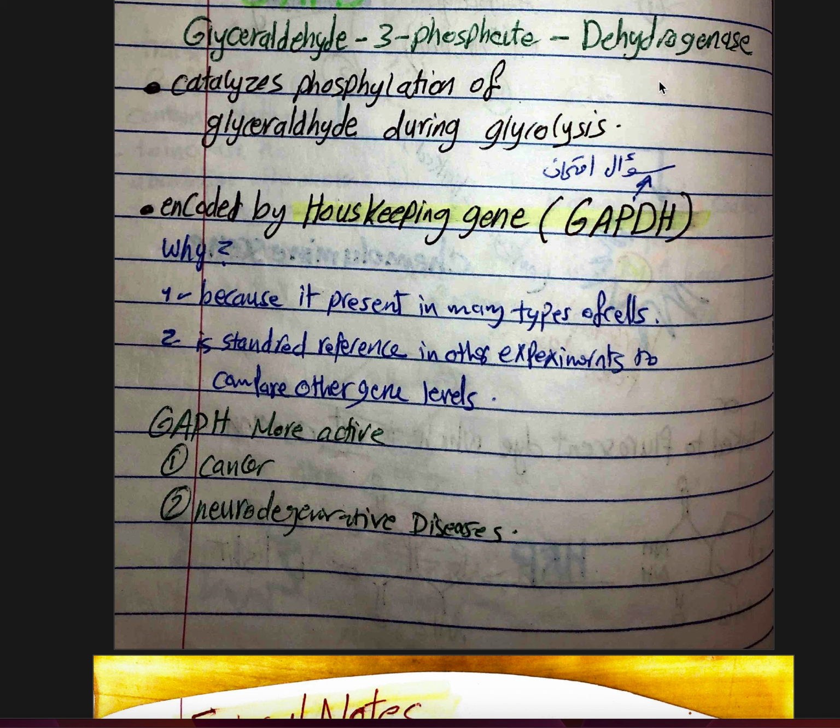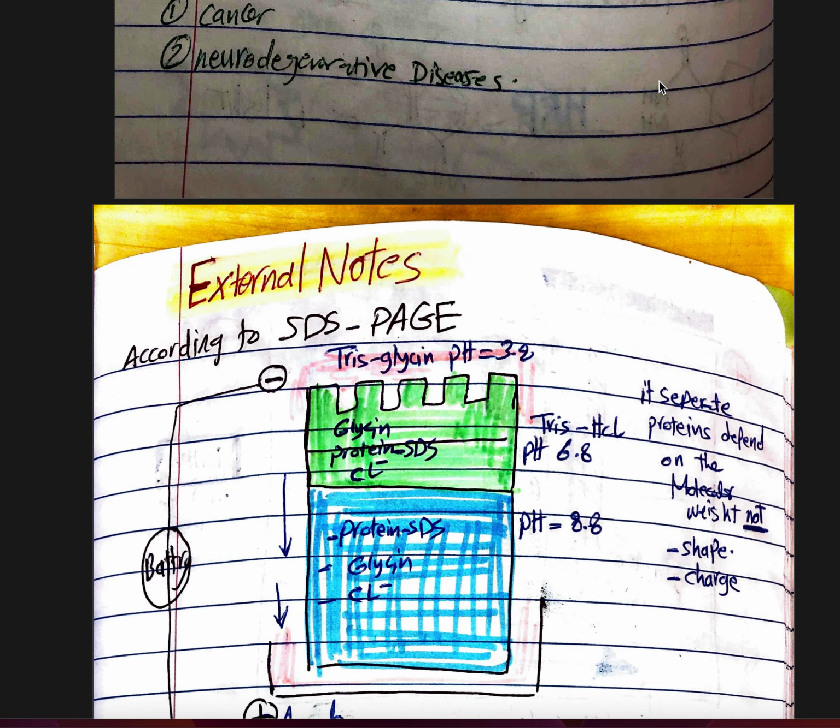And here the enzyme is used for glycolysis, where it is important in the sixth step. It is also used for oxidative reactions, DNA repair, and apoptosis, so it is used as a reference gene. It is more active in cancer and also in neurodegenerative diseases.